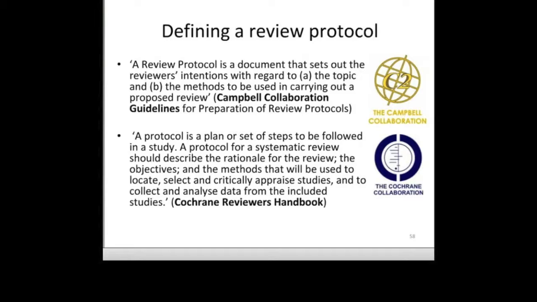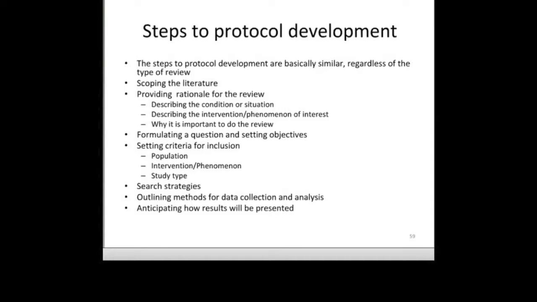So most protocols follow some sort of linear outline. It starts with the scoping of a literature, then outlines a rationale for the review. It describes the condition, situation you are interested in. It describes the intervention or your phenomenon of interest. And above all, it's required to actually state why it is important to do a particular review. And that can be theoretically inspired or practically inspired. It then sets out to formulate a question and sets objectives.